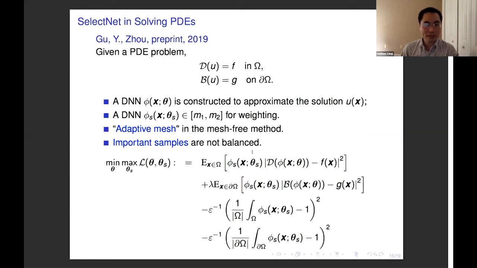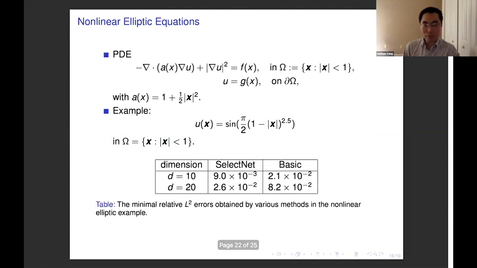We can understand this selection network as adaptive mesh in the mesh-free method. We adaptively assign some training weights to the data. This can help to improve the convergence. Let me quickly use one example to illustrate the benefit.